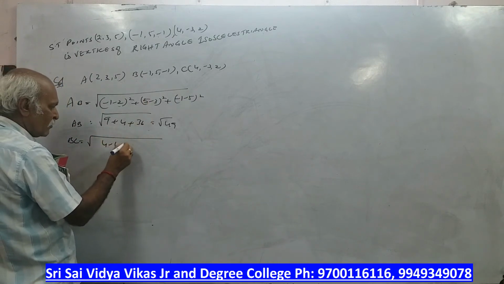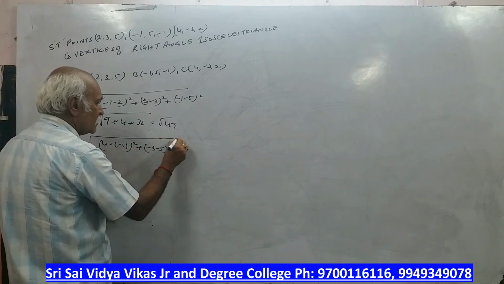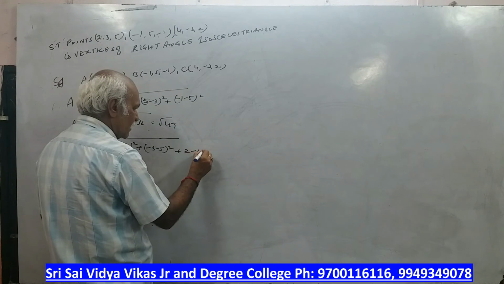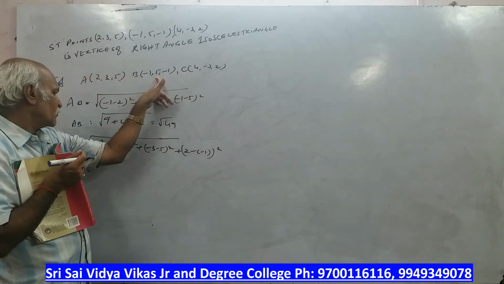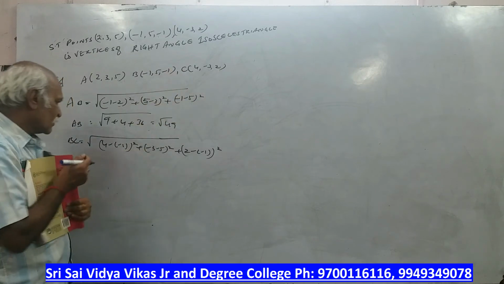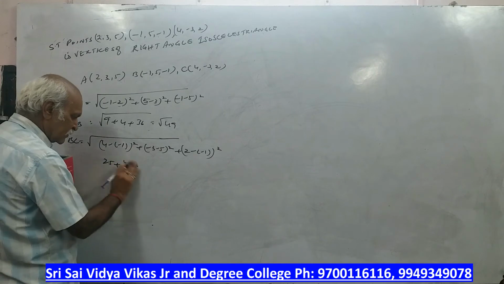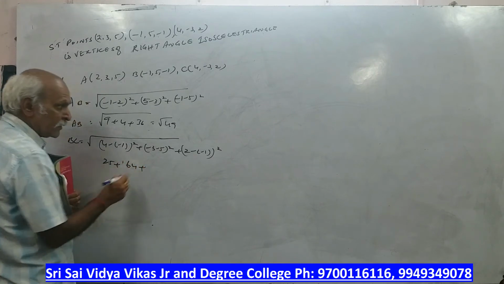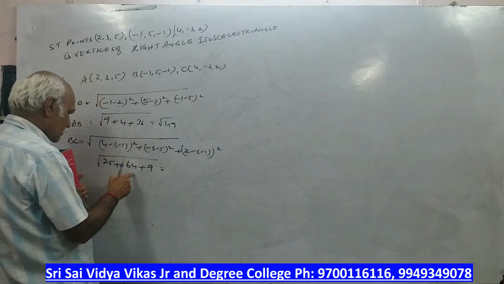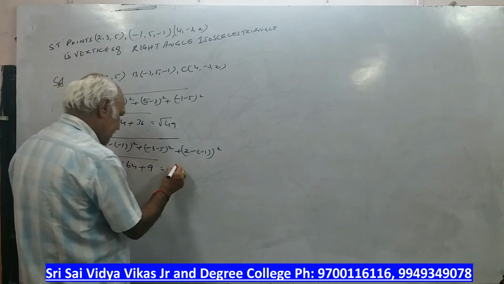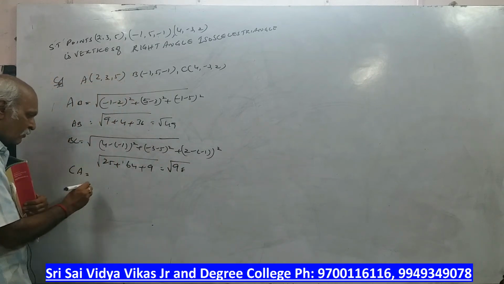Next BC. What is BC? (4 minus of minus 1) whole square plus (minus 3 minus 5) whole square, distance formula, sir, plus (2 minus of minus 1) whole square. This will become 5, 5 square is 25 plus 64 plus 9. So this becomes what, sir? 98. How much we get? 98.